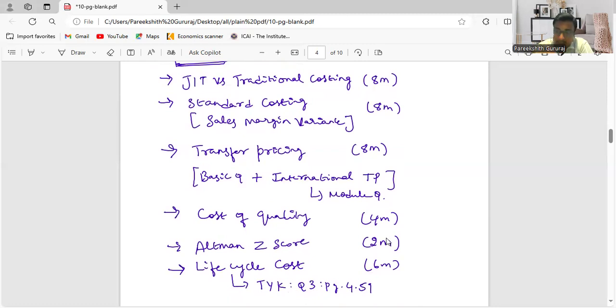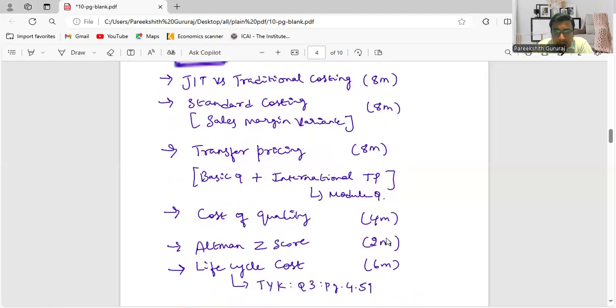The next question was on standard costing, where this was a reverse working question. They had given the sales volume and sales margin variance, and the reasons for the variances were also given. So you had to reverse calculate to get the budgeted figures. So this was sort of a new question. This was not covered in the module as far as I remember.